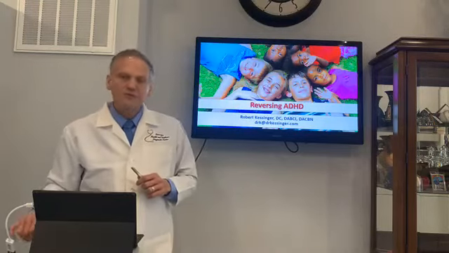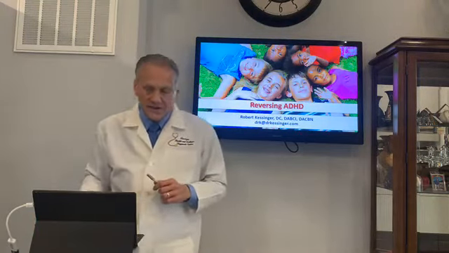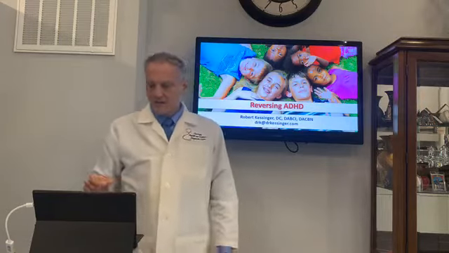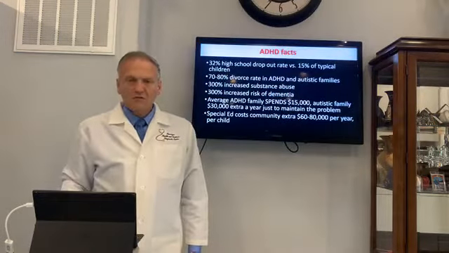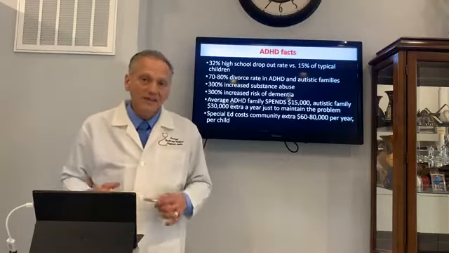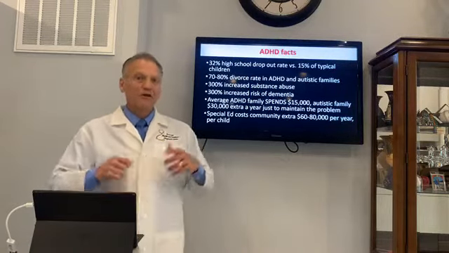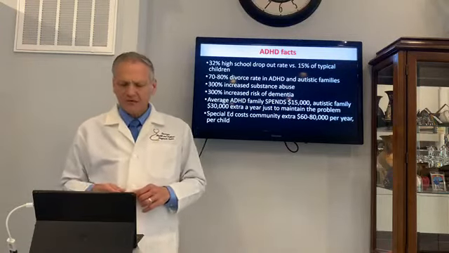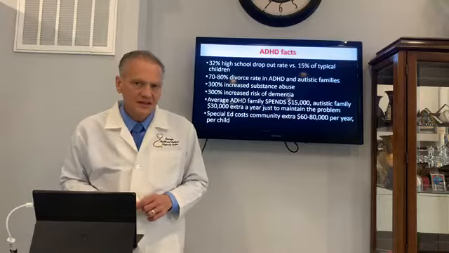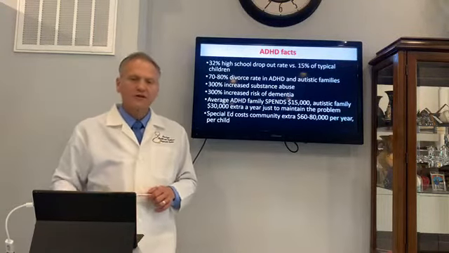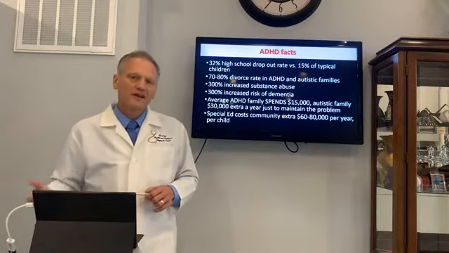I want to show you just a few statistics on ADHD, and then I want to talk very specifically about how the brain develops and what you can do to help reverse this condition. First off, 32% of folks that are diagnosed with ADHD will drop out of high school. The average rate is about 15%. There's a 70 to 80% divorce rate in ADHD and autistic families. There's a 300% increased risk of substance abuse, 300% increased risk of dementia.